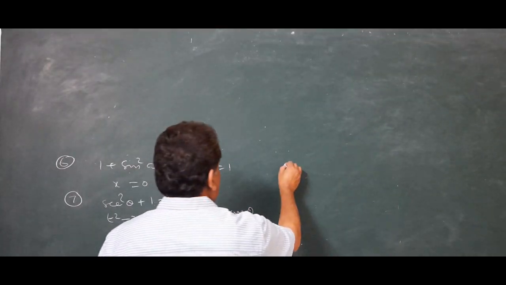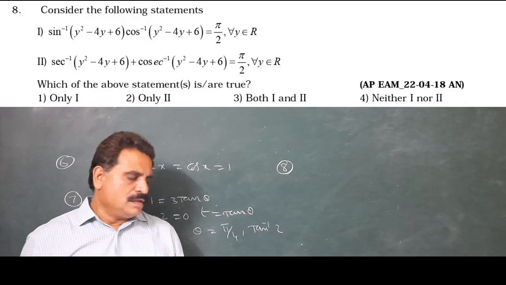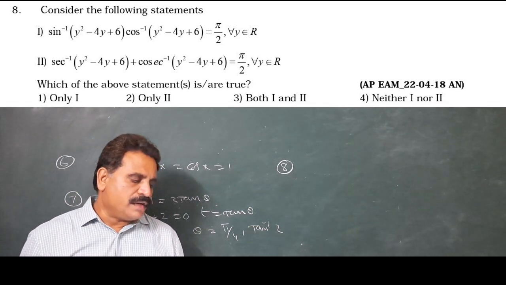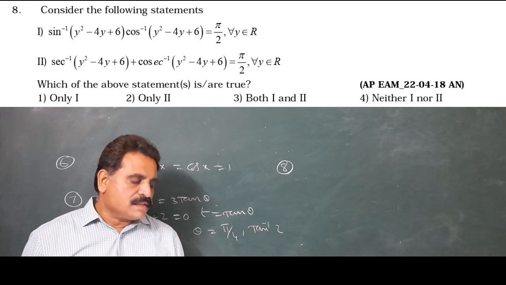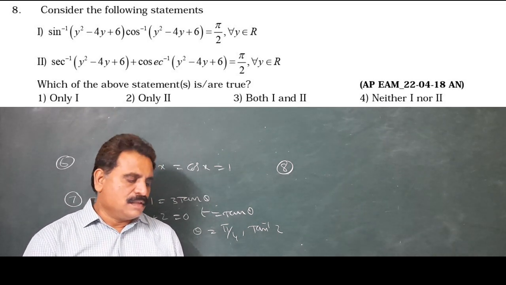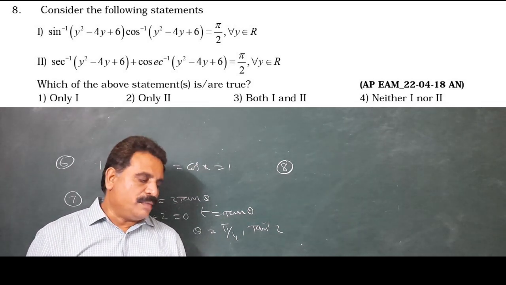Next, problem number 8. Here two statements are given: sin inverse of y square minus 4y plus 6, plus cos inverse of y square minus 4y plus 6, equal to pi by 2.